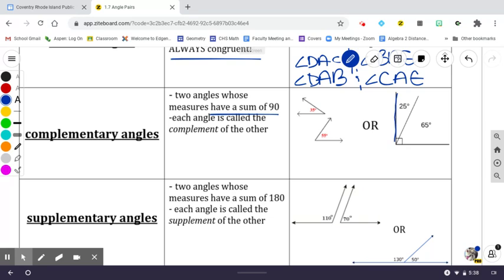Oftentimes, this is what complementary angles look like. You'll be given this picture and they'll tell you that this is 90, and then you know that those two add to 90. So that's complementary angles.